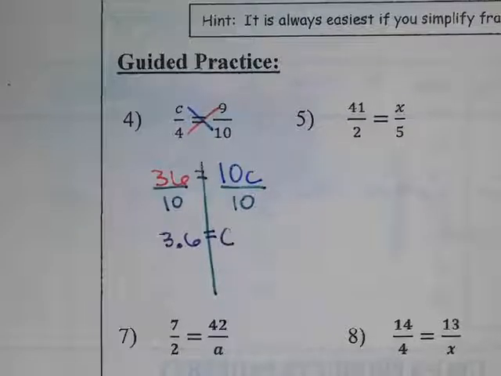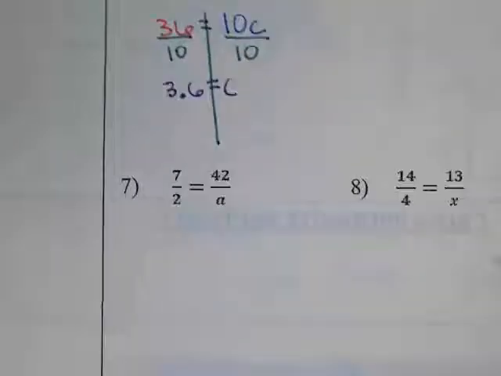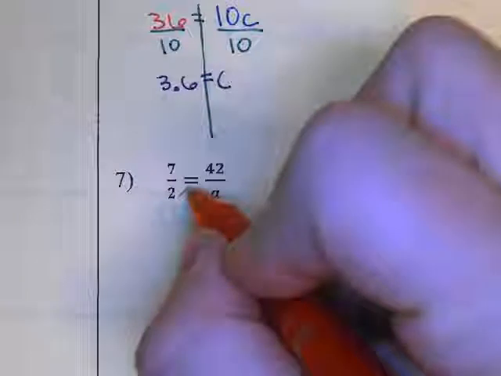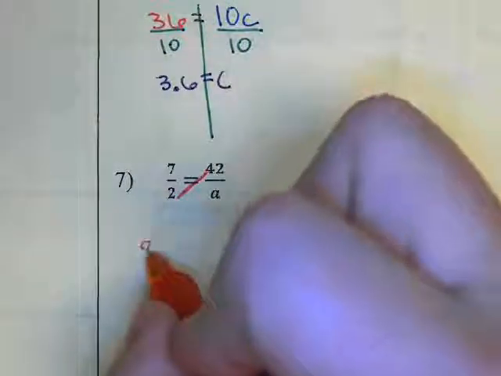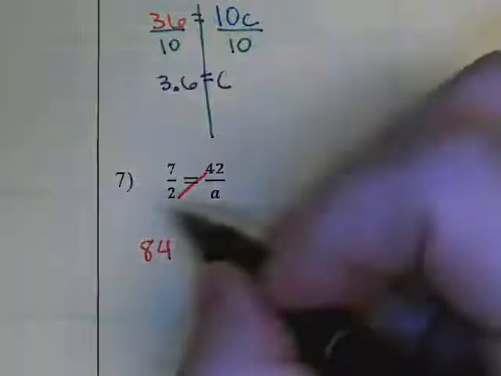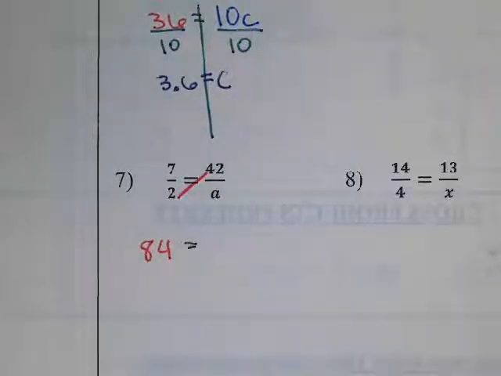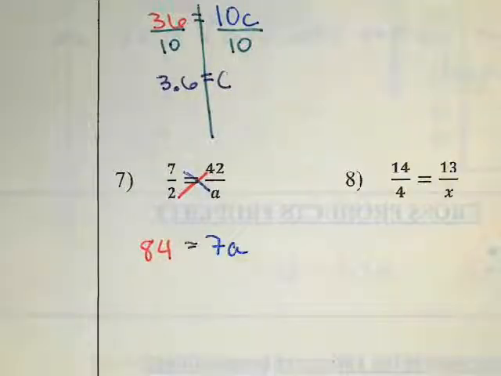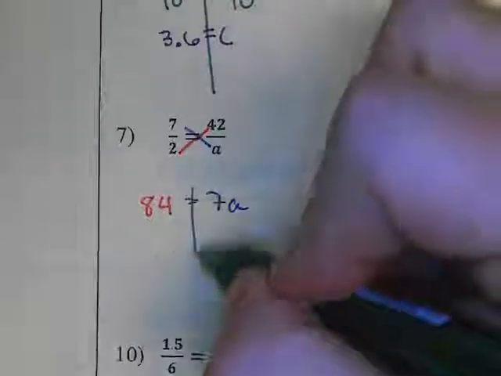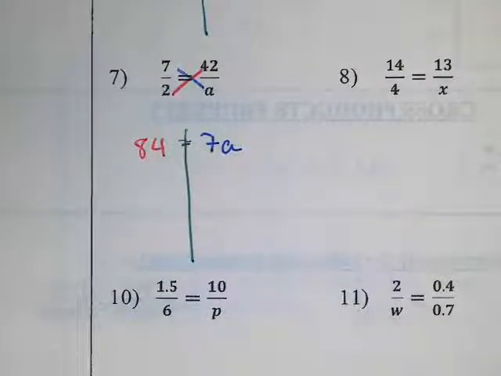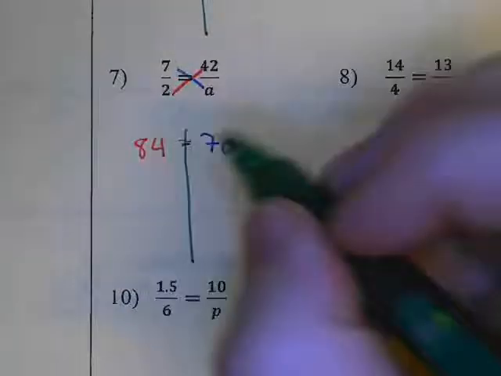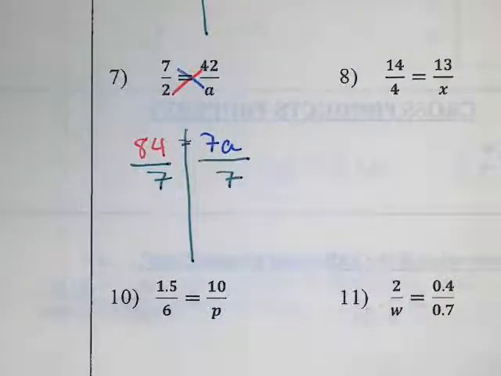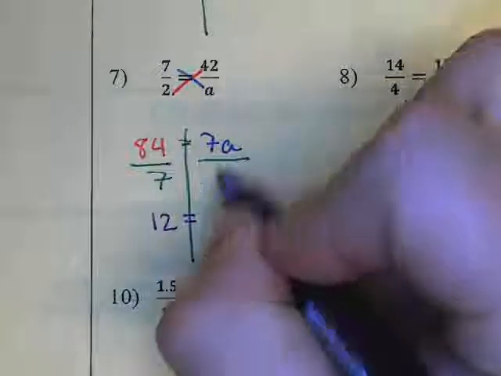Let's do one more, and then I think we'll call it a day. So we'll say 2 times 42, that'll be 84, is equal to 7 times a, so that's going to be 7a. We'll draw our line, and then step 2 is to divide both sides by the coefficient. So we'll divide both sides by 7, and we'll get 12 is equal to a.